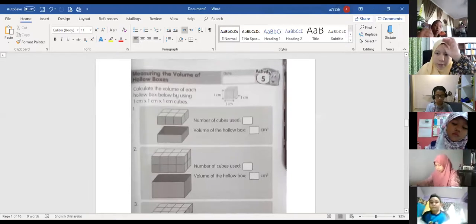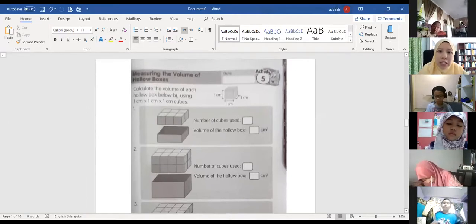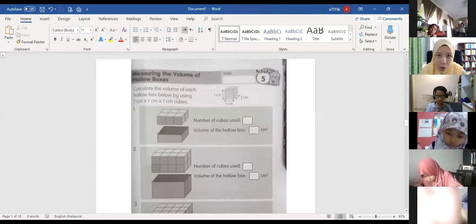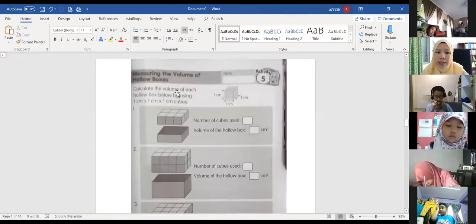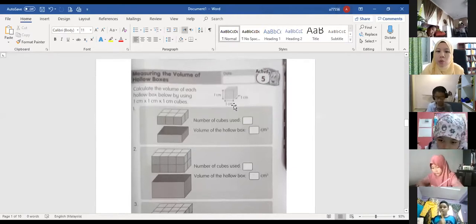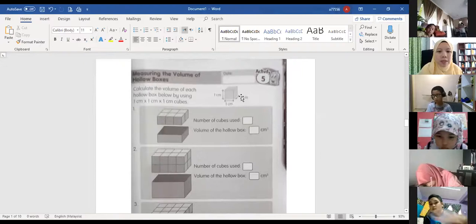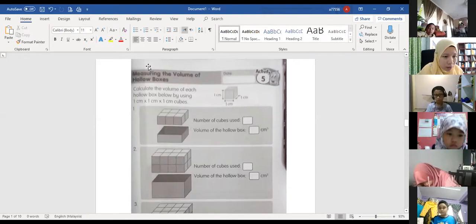Okay, do you still remember we have learned about volume? Last week we have learned about volume. So I already taught you how to measure the volumes of hollow box. Okay, so now I want you to calculate the volume of each hollow box by using 1 centimeter cubes. Also give the correct answer.